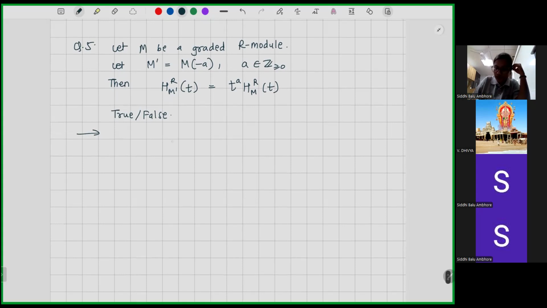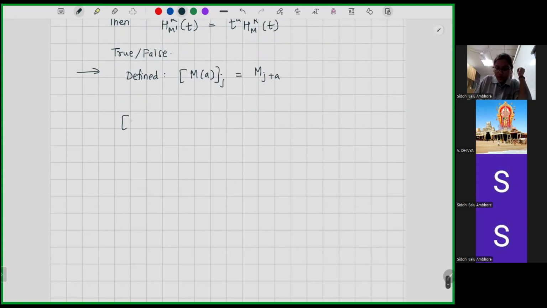But before we move, note that we already have this for any module. That's how the shifting is defined. So what is M dash of J plus A? It is M minus A, J plus A, which is M of J plus A minus A, which is just M_J.